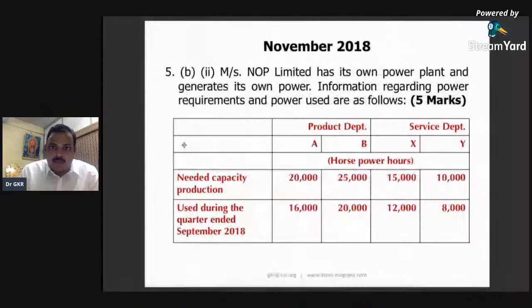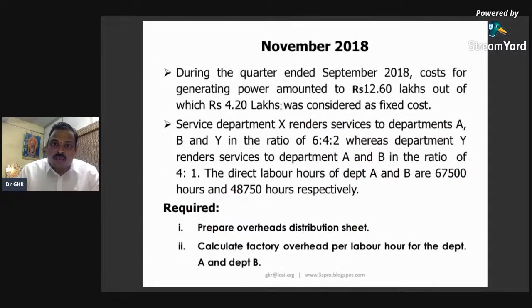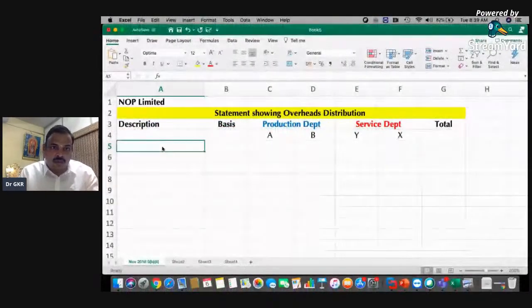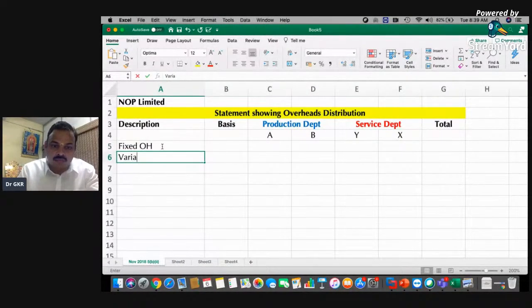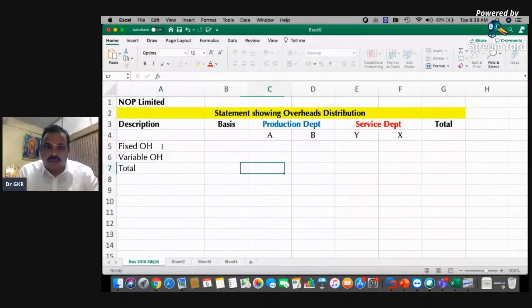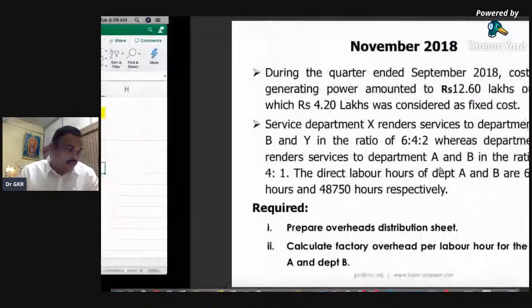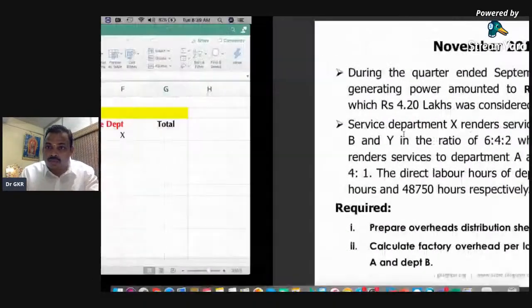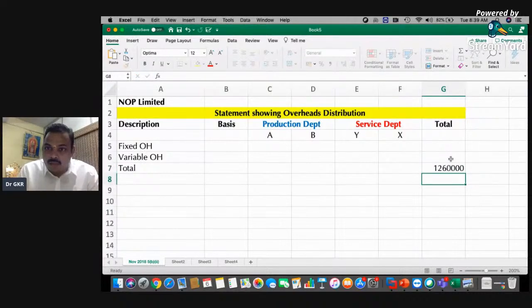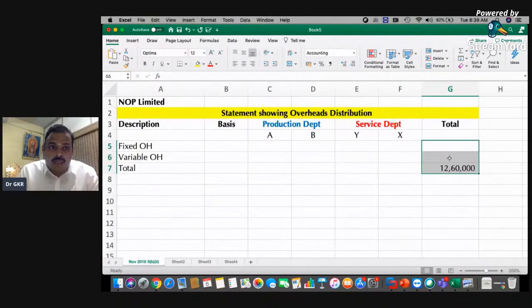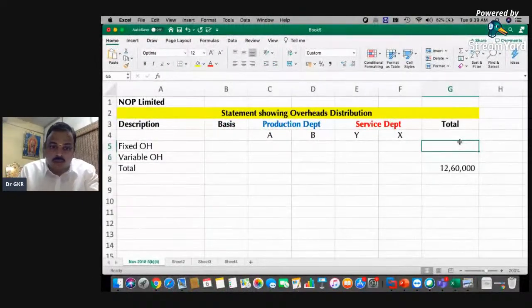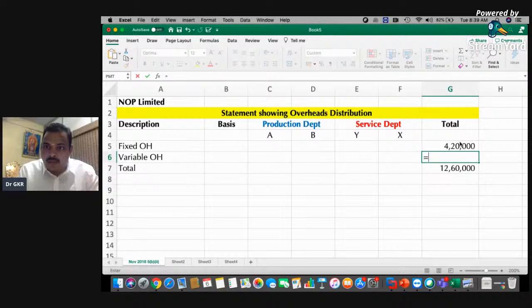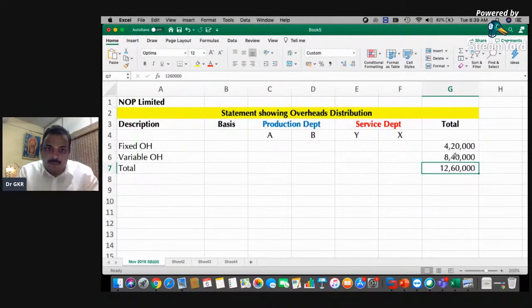So what is your cost? Your fixed cost is 4,20,000. That is already given in the question. So fixed overheads and maybe variable overheads. What is your total? Your total is 12,60,000. I repeat, it is 12,60,000. So this is 1260, and you have fixed overheads of 420. So naturally, what is the balance? The balance is 8,40,000.